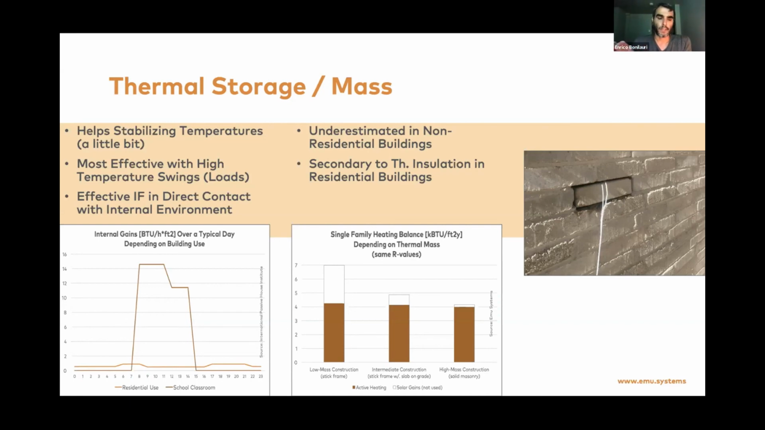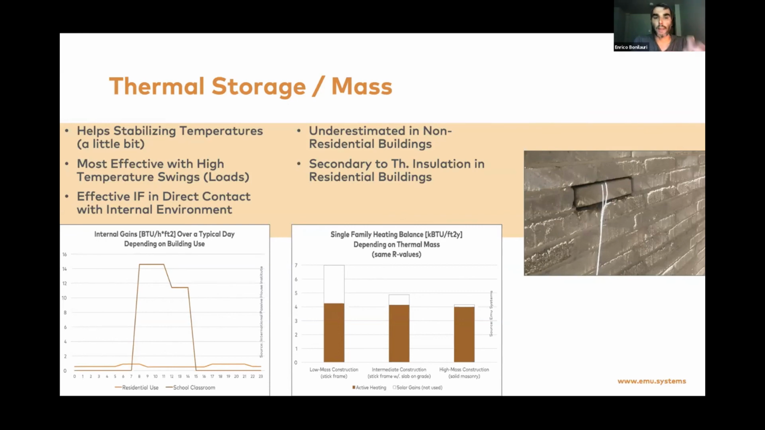Whereas in residential applications, as the graph in the middle shows, the use of thermal mass is secondary in its value for the building compared to thermal insulation. This graph, the one with the three brown columns, shows three incremental steps of energy efficiency, so heat demand, in a building where, starting from the left, you have low mass construction, so stick frame, intermediate construction, so stick frame with a slab on grade, and high mass construction, meaning that the entire building is solid construction with exposed mass.